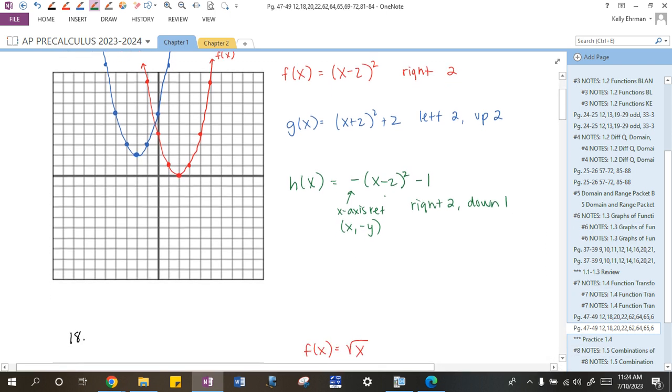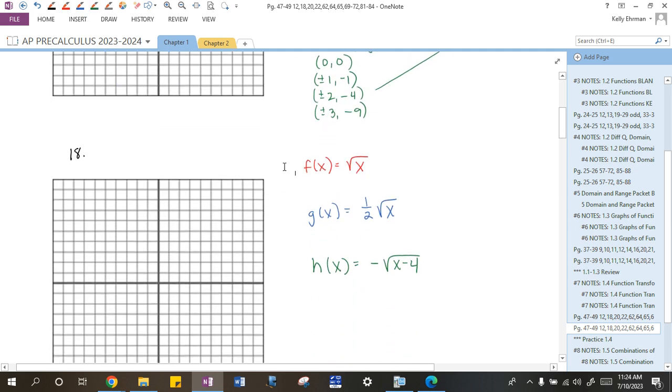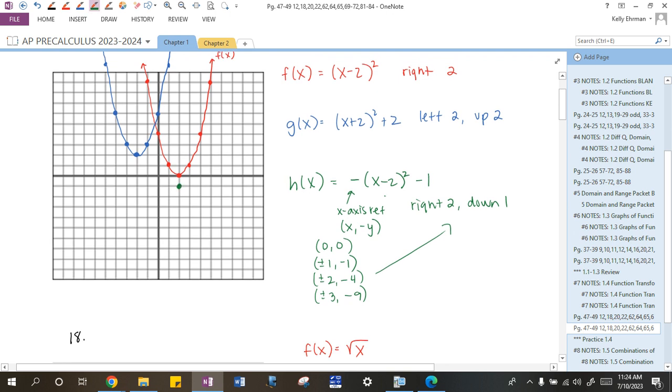I usually do need to do this in stages, so I'm going to write these out. They're not hard to write out, the x-axis reflection part. So (0, 0), plus or minus (1, negative 1), plus or minus (2, negative 4), plus or minus (3, negative 9), and then all of those will go right 2, down 1. So (0, 0) is going to go right 2, down 1. And then, oh, what happened to that? Right 2, down 1. And then after, I don't know where that point keeps going. After that, there it goes.